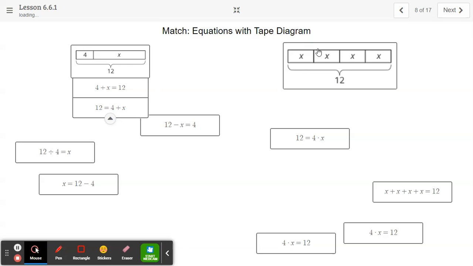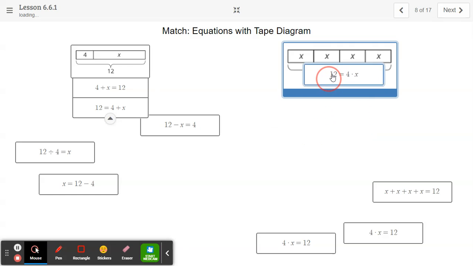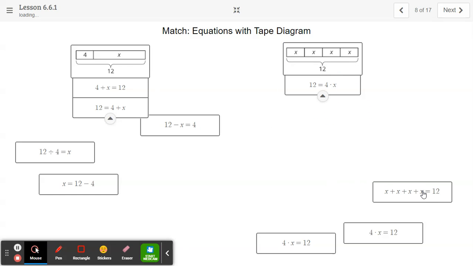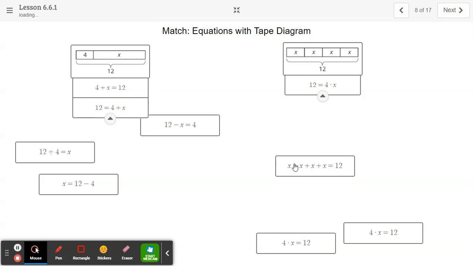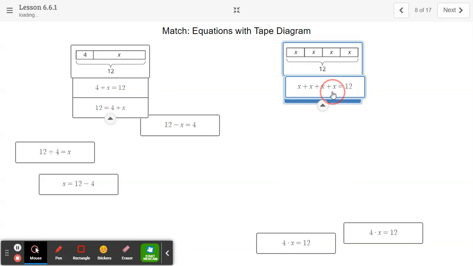Here, I'm noticing it says 12 equals 4 times x, and 4 times x is repeated addition. It means we have 1, 2, 3, 4 x's. And again, the repeated addition thing, right? We have 4 x's being added together. Well, that's the same thing as 4x.